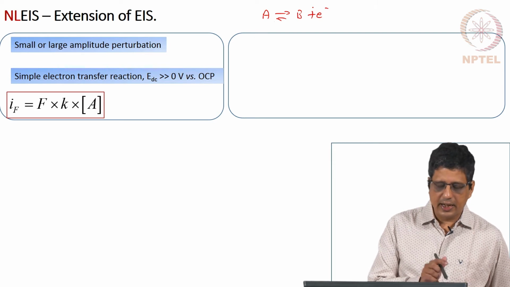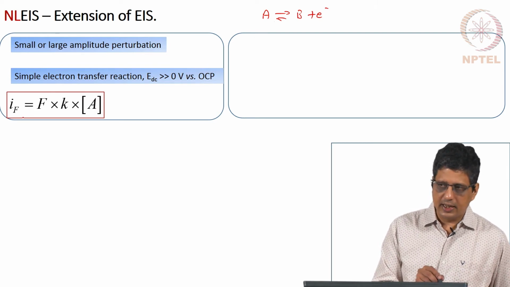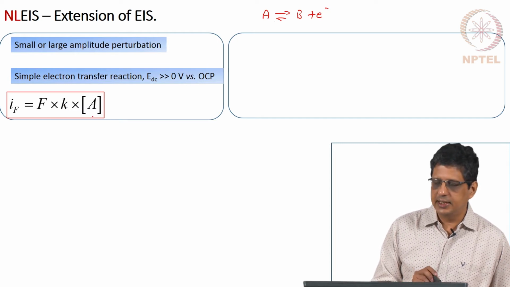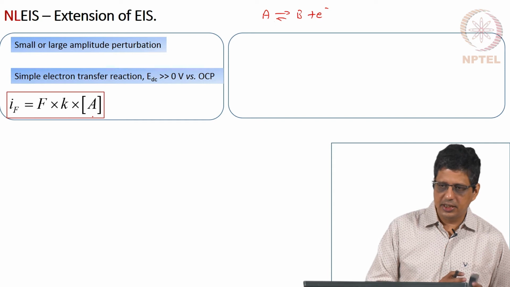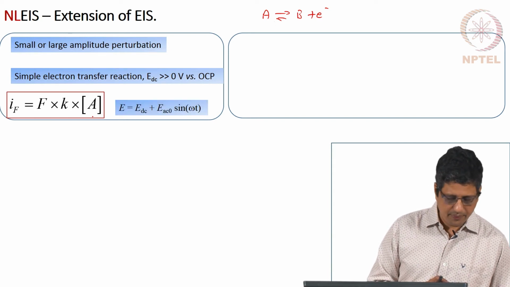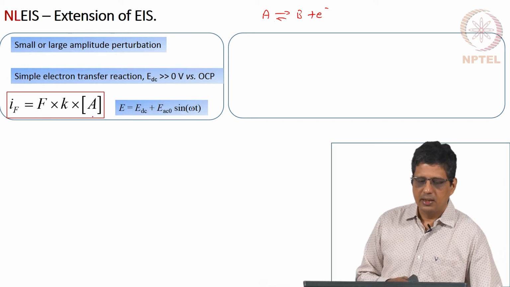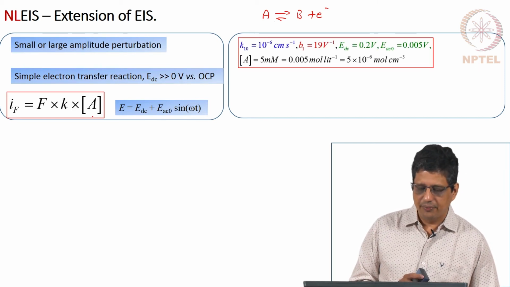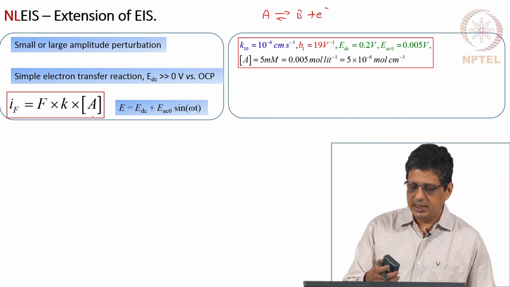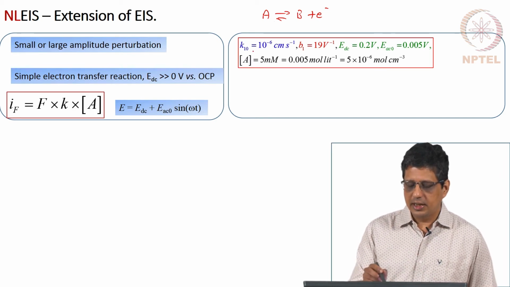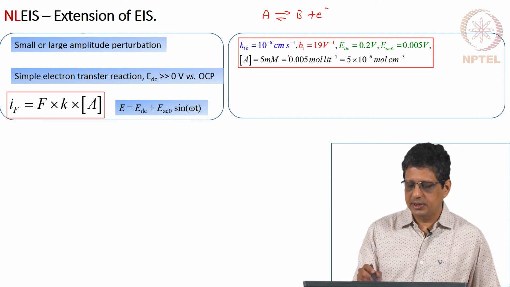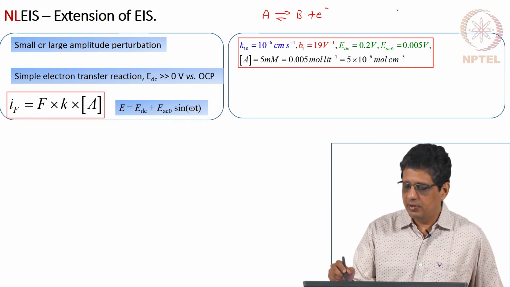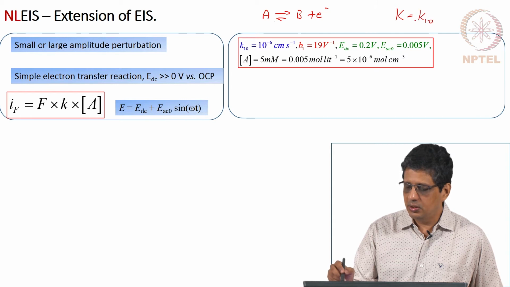Under those conditions, I can write the Faradaic current as Faraday constant, rate constant K, and the concentration of the species A. We will assume that mass transfer is not a limitation, it is very rapid. So, we apply a DC potential and on top of it we apply an AC potential. I have made up some numbers here. For a certain rate constant value, 10 power minus 6 centimeters per second, we have used this expression K = K0 e power B1 E.